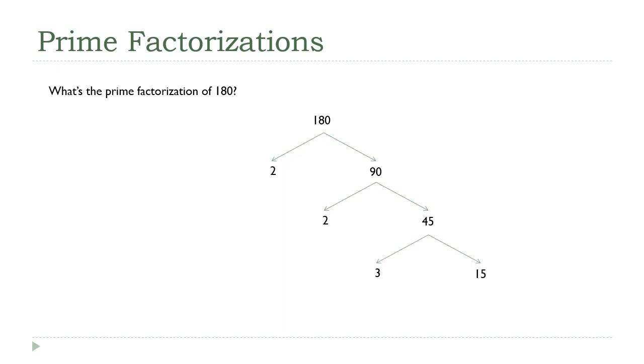I'm going to keep trying 3 until I finally get to a no. Does 3 go into 15? Well, yes. It's 3 times 5. And now all of my branches are terminating in prime numbers, so I've got the prime factorization just by looking at those values. The prime factorization of 180 is 2 times 2 times 3 times 3 times 5.